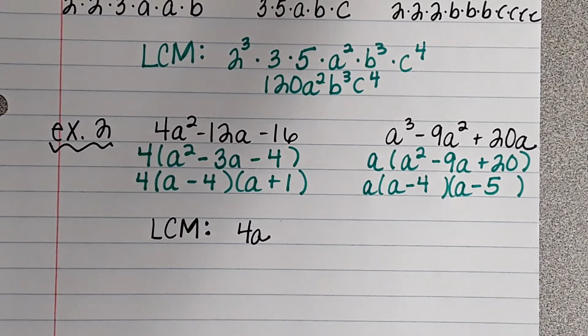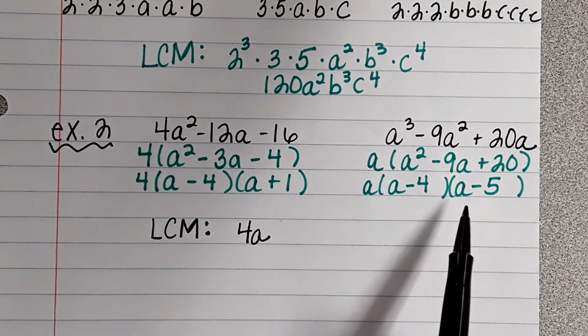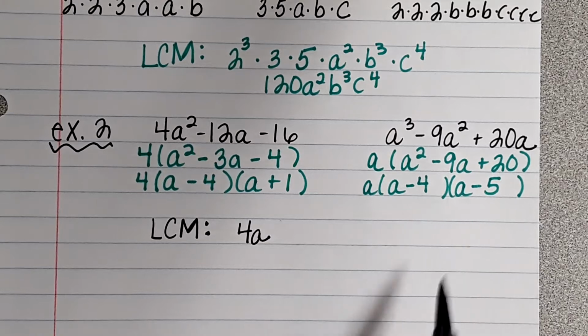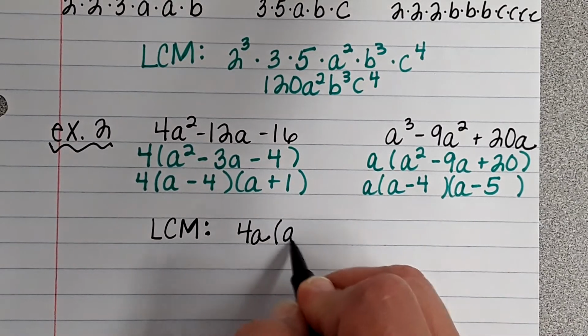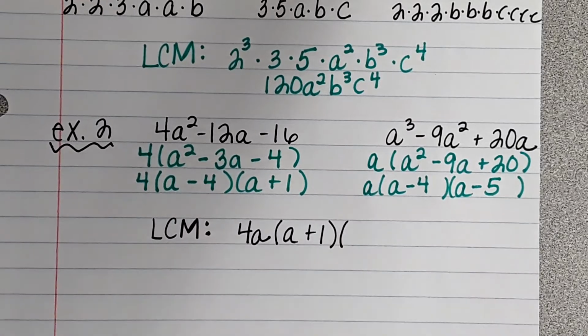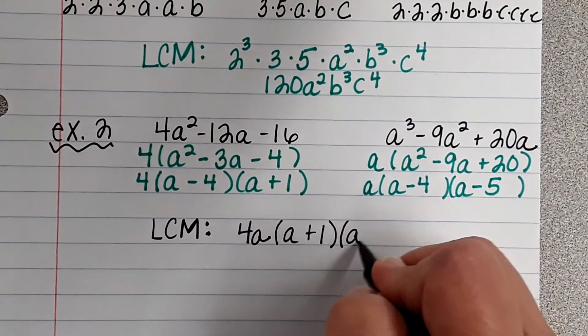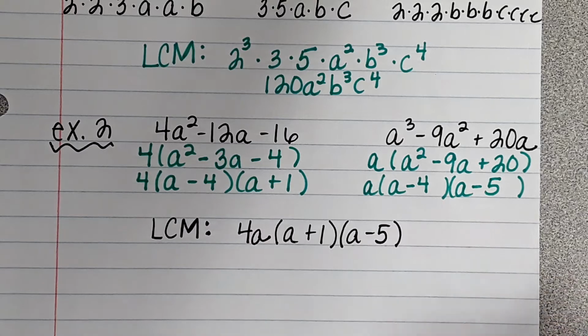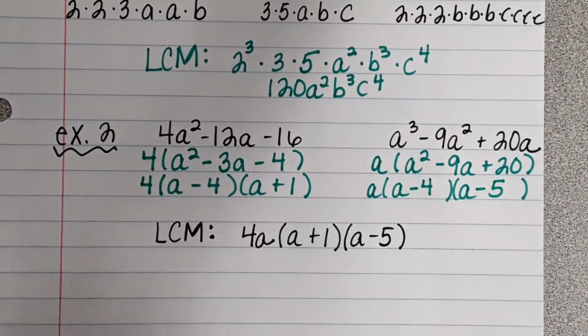And then what does this have that this doesn't have? We need an a plus 1, and what else do we need? A minus 5. You don't need to include the a minus 4 because it's already there. This is the least common multiple that you would need, okay? And that's your least common multiple. What questions do you have?